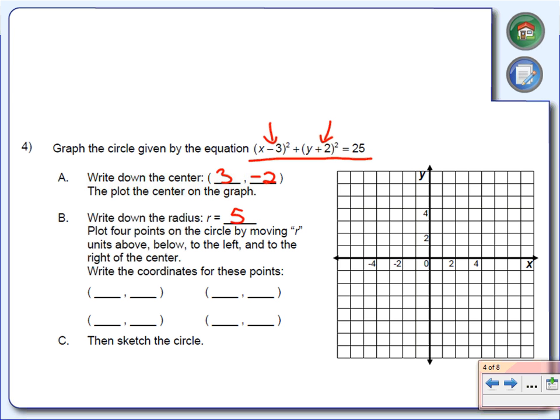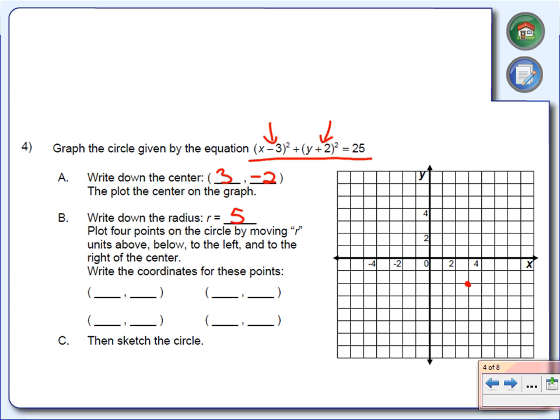All right, so we're going to use these two things in order to graph our circle. So let's go ahead and plot the center. We said it was at 3, negative 2, so go ahead and find 3, negative 2 and plot that point. That's the center of our circle. We also just found out that the radius of this circle is going to be 5. So what they want us to do is move 5 units above, 5 units below, 5 units to the left, and 5 units to the right of the center. So let's go ahead and do that.